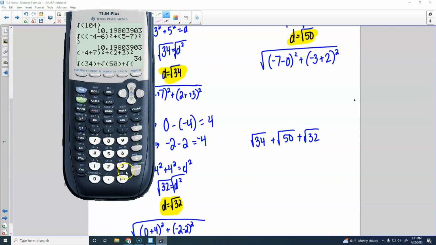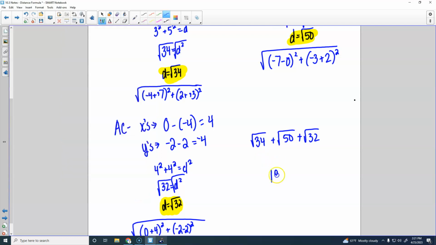Excuse me. I like typing it in this way because I don't have to worry about rounding decimals that might throw me off. But if you want to use the decimals instead, it works fine. So you get 18.559. Okay, questions?